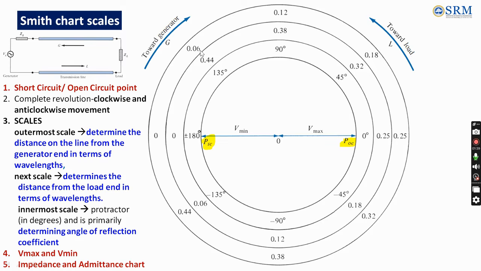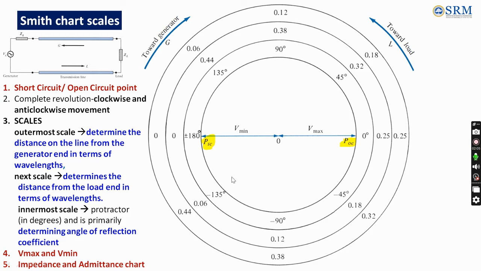The next scale lying inside is wavelengths towards the load. The second scale, wavelengths towards the load, determines the distance from the load end. From the load end, how much distance? And if you could see, it is measured in the anti-clockwise direction. So here it is 0, we have to rotate anti-clockwise. Here is the same 0.25, and again it ends at 0.5 lambda.